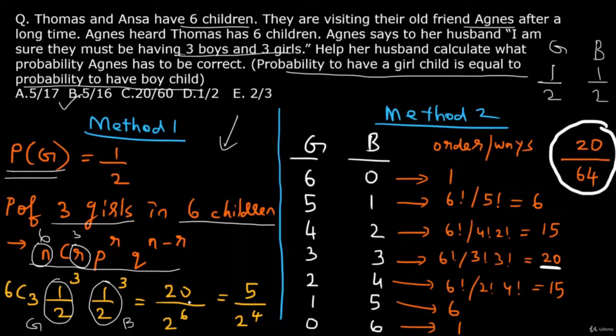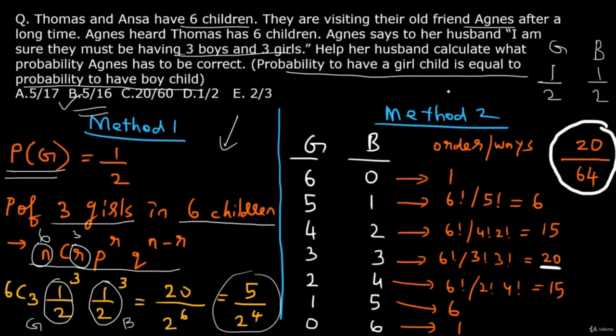Now if in the question it was said that the probability to have a girl is 2 by 3, then over here you would have 2 by 3 and this would have been 1 by 3. Now when you calculate this, that is 6C3 into 1 by 2 to the power 6, that's 20 by 2 to the power 6, and that simplifies as 5 divided by 2 to the power 4, which is the same as 5 divided by 16, which is answer option B.